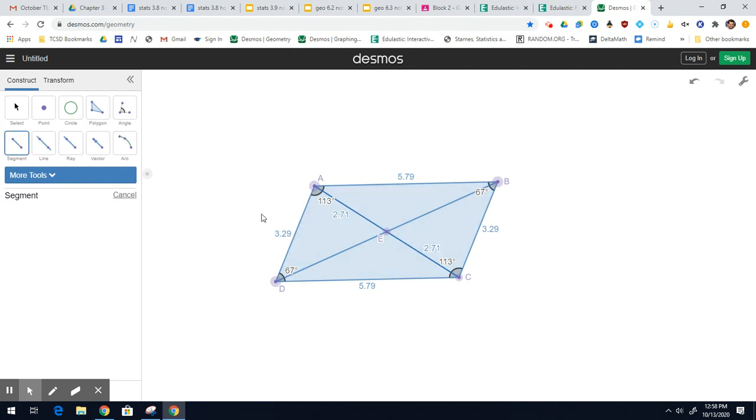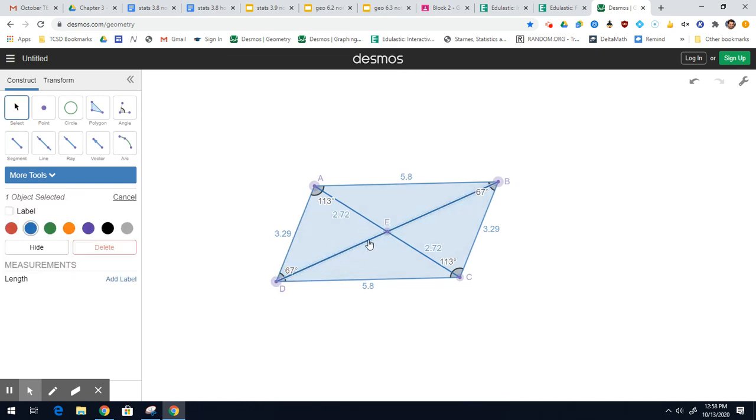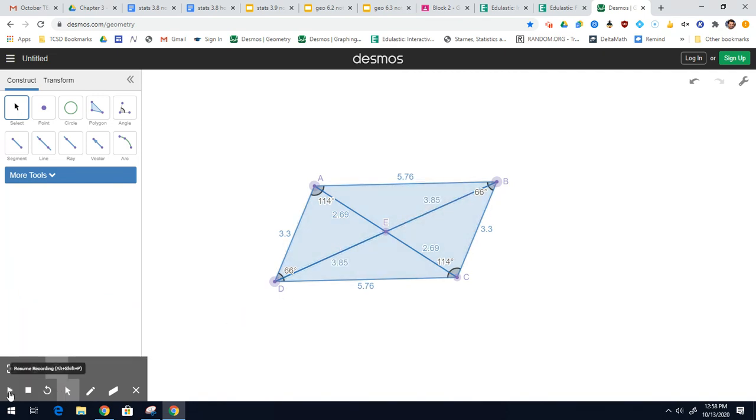Let's see if I can get DE to do it on the first try. Let's see how good I am. Nope. Nope. All right, let me pause the video. Good. And there you see that for DE and BE, they're both 3.85.